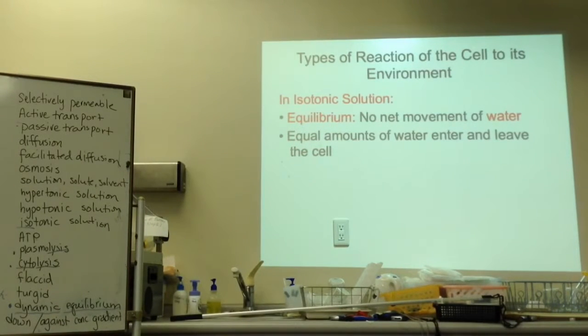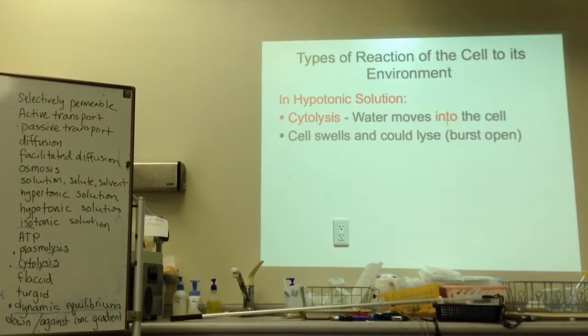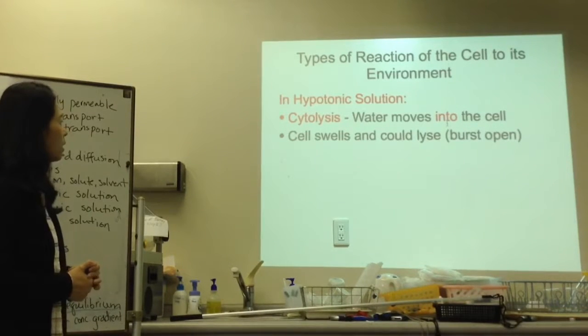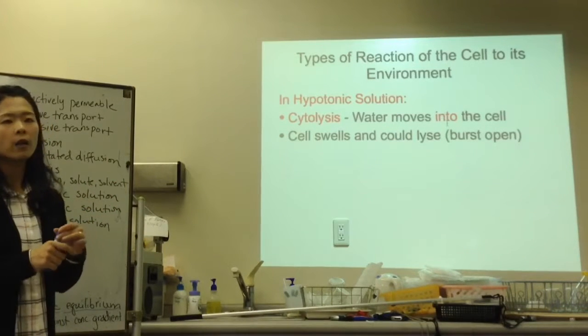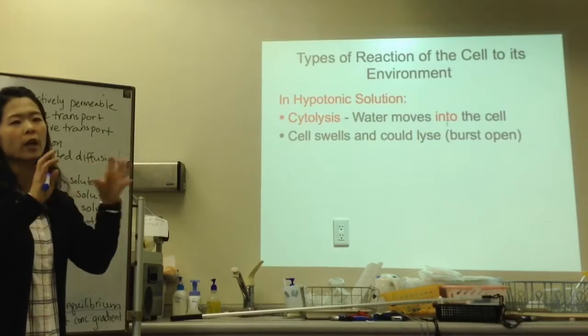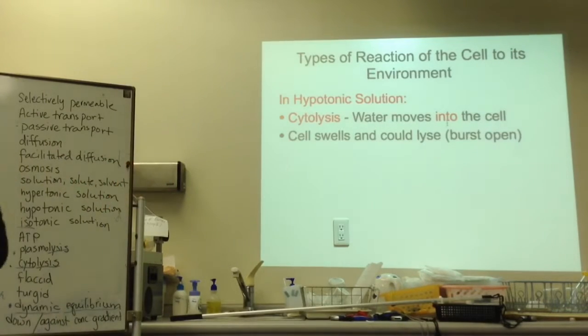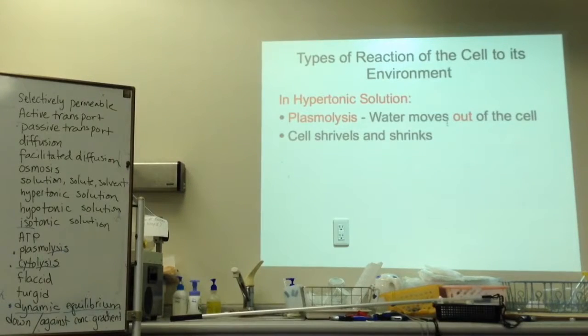In isotonic solution, it's already in equilibrium. There's no net movement of water. There's an equal amount of water entering and leaving the cell. But in hypo, like your question, water moves into the cell, making the cell swell up, and it could lyse or burst open. This is true if the concentration difference is too great. If it's slightly hypotonic, then probably it's okay. The cell won't die. In hypertonic solution, water moves out, and the cell shrivels and shrinks. So that's plasmolysis.